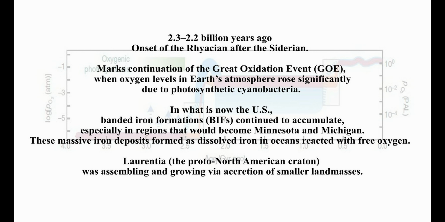cyanobacteria. In what is now the U.S., banded iron formations, BIFs, continued to accumulate, especially in regions that would become Minnesota and Michigan. These massive iron deposits formed as dissolved iron in oceans reacted with free oxygen. Laurentia, the proto-North American craton, was assembling and growing via accretion of smaller landmasses.